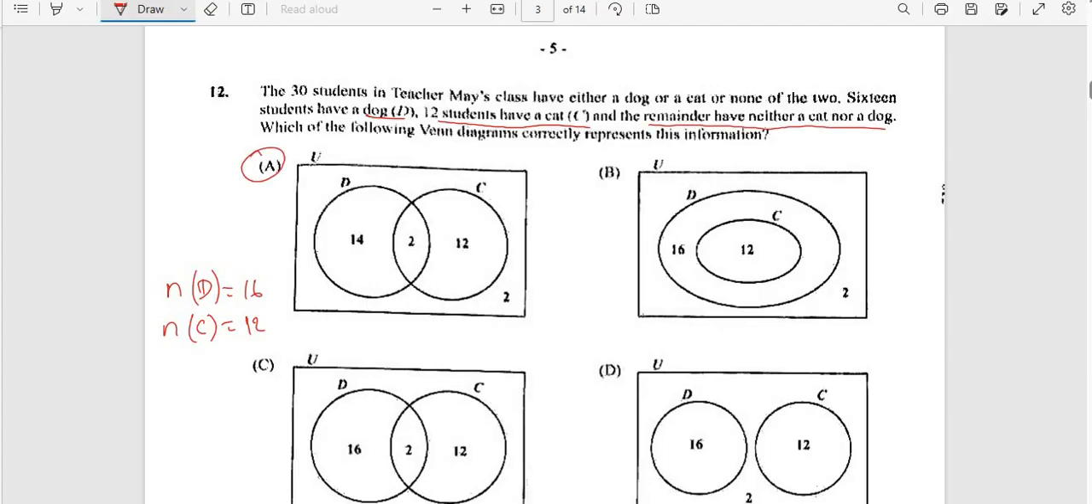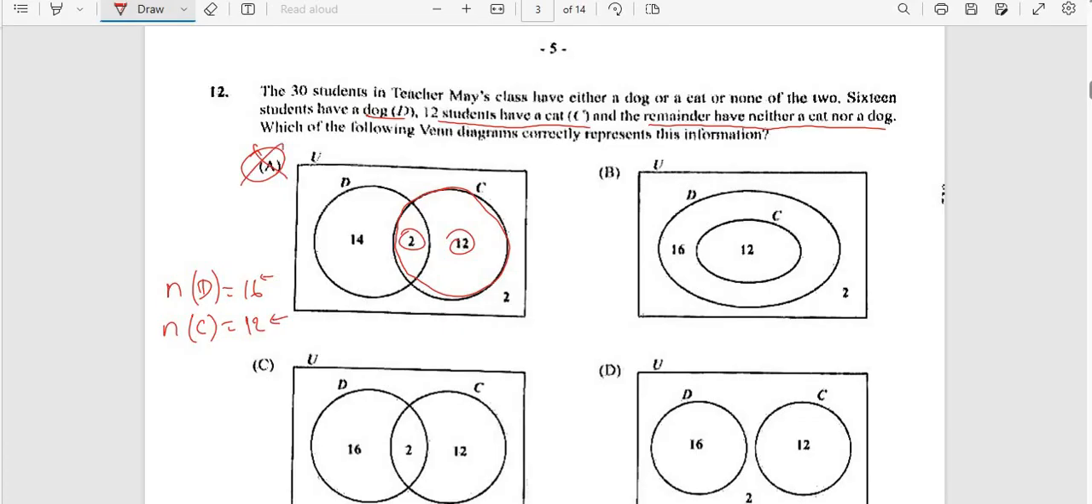Option A is telling us that within the circle of D, we have 14 and 2. So that's 16, which is correct because it says here that we have 16 persons with a dog. But when we look at the other option, that's off, because within the circle of C, we have 12 and 2. So that's 14 persons owning cats. But this is saying we only have 12. So option A is out.